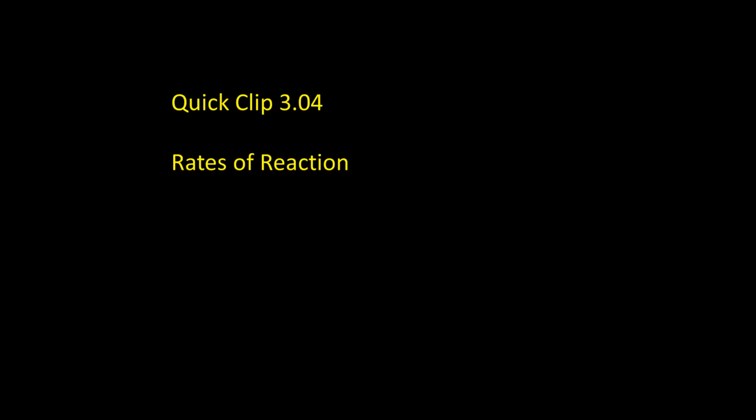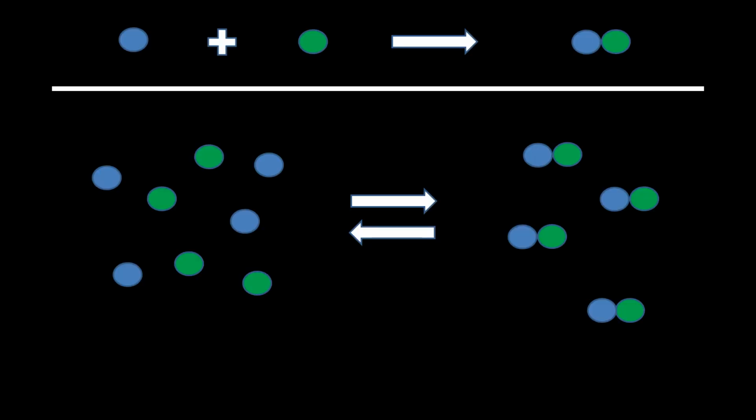This is Quick Clip 3.04, Rates of Reaction, and one of the first things to understand about a chemical reaction is a concept called equilibrium. When a reaction occurs, there comes a point where it will only go a certain amount, and the reactants will become products, but at the same time, the reaction can reverse. And when that happens in an equal amount, then that's called equilibrium.